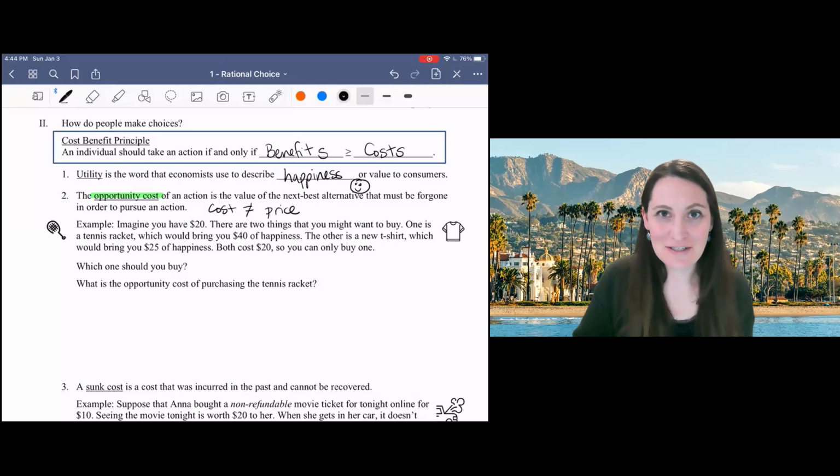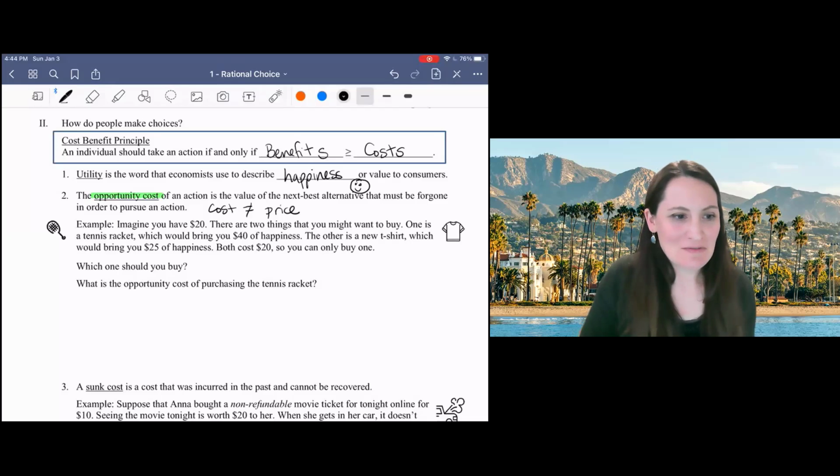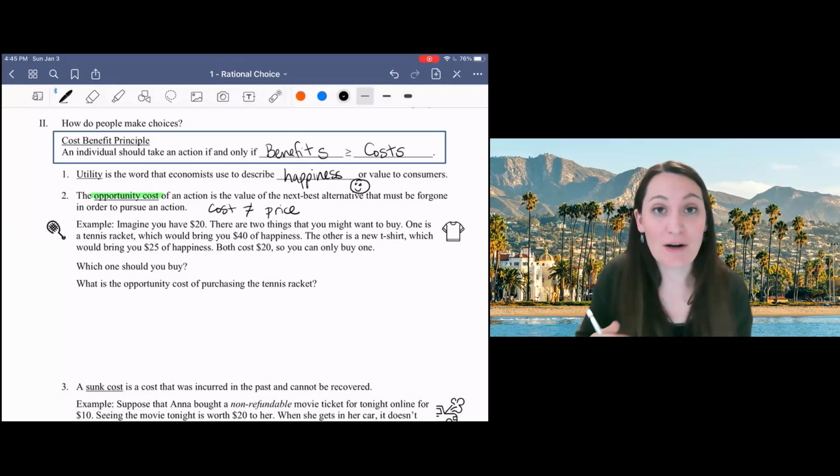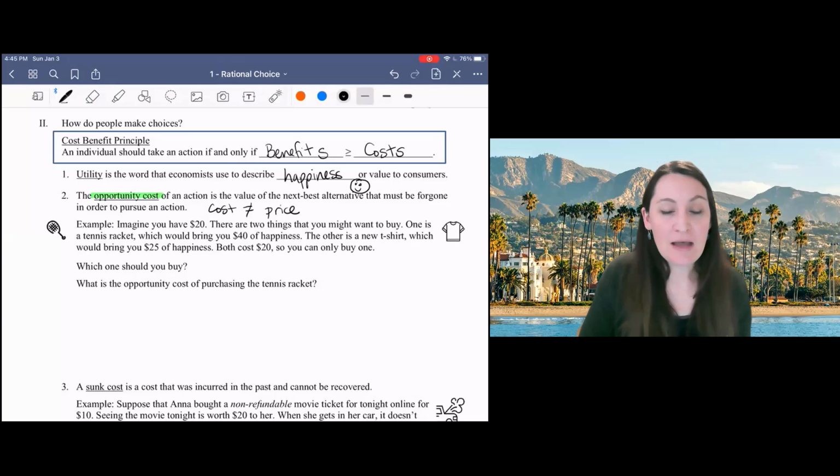You ready for our first numerical example in the class? Here we have a problem where we have $20 to spend, and there are two things that we might like to buy. One is a tennis racket, which would bring you $40 of happiness or utility. The other is a t-shirt, which would only bring you $25 of happiness. Both of them cost $20, so you can only buy one.